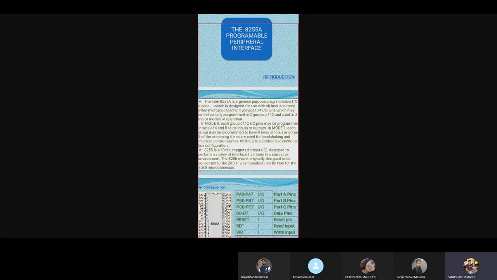And why is it called programmable? Because we can enable or control its operation by using a program. For this reason it is called the programmable peripheral interface.